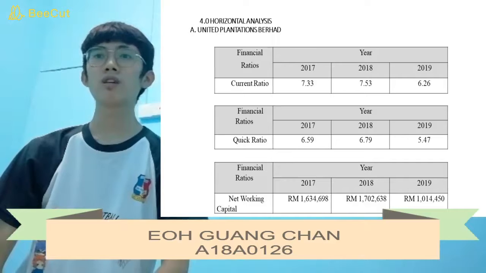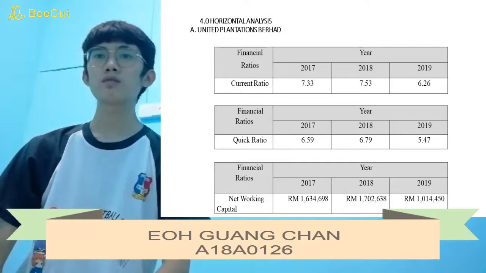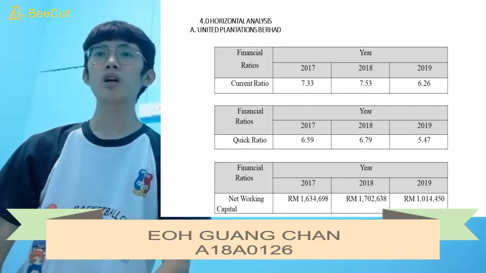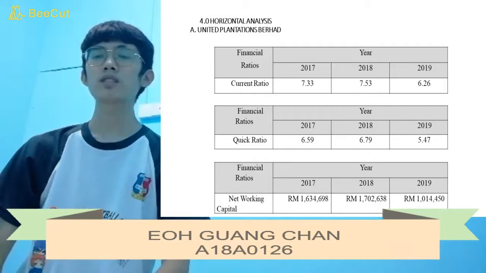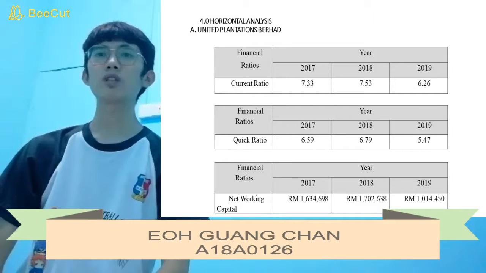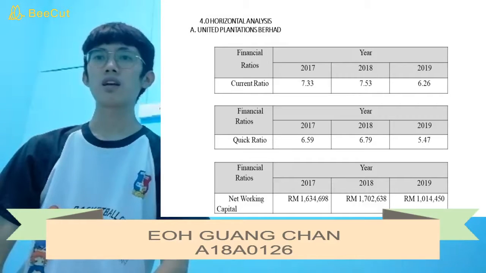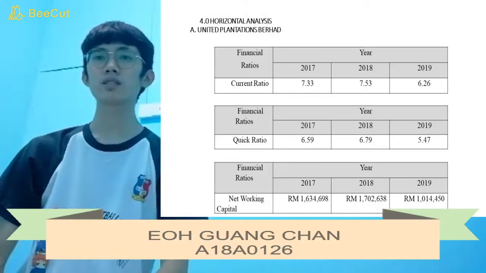Firstly, the current ratio for Genting Plantation Berhad decreased from 58.664 in the year 2017 to 5.605 in the year 2018 and increased to 5.686 in the year 2019. Secondly, the quick ratio for this company decreased from 5.861 in year 2017 to 5.586 in year 2018 and increased to 5.673 in the year 2019.